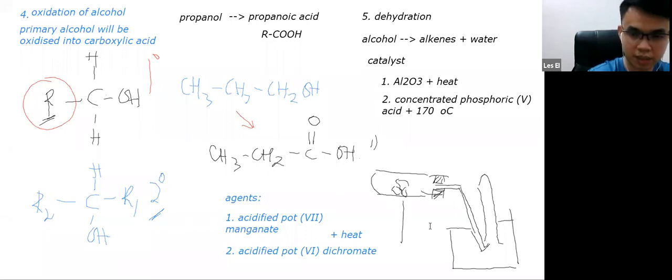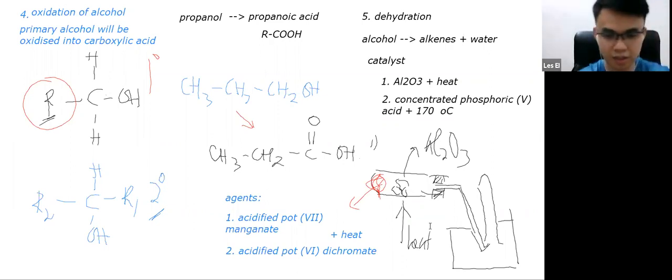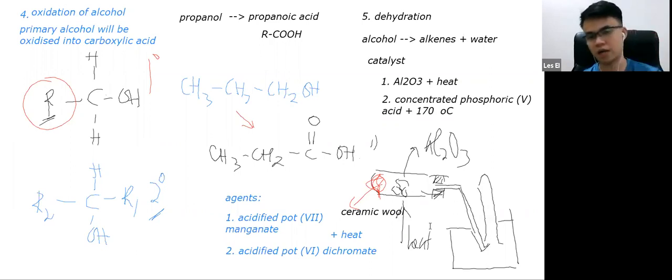This one you apply the heat at here, and this one is the catalyst. This is the Al2O3. And for the alkenes, you usually mix it with the cotton wool here, or in here they use the alcohol, I mean ceramic wool. So it's a ceramic wool that you put with some alcohol, but then you don't do direct heating because it will be explosive if you do the direct heating. So we avoid that also.